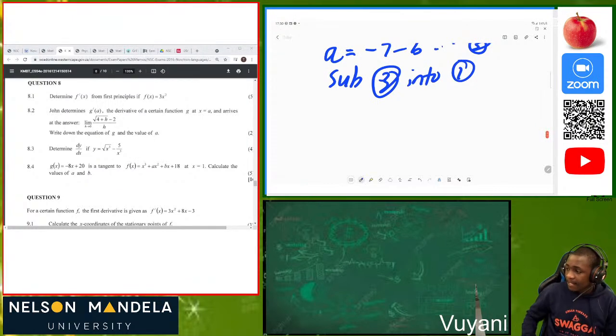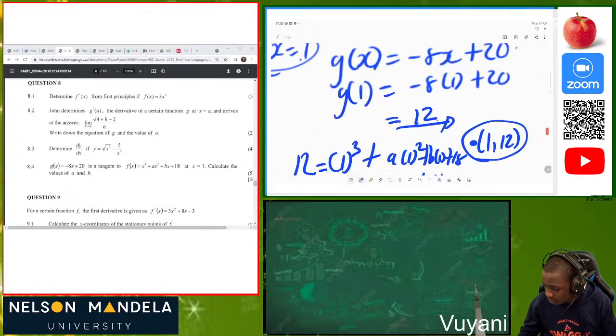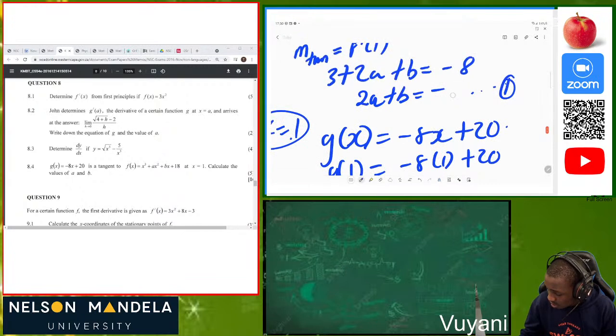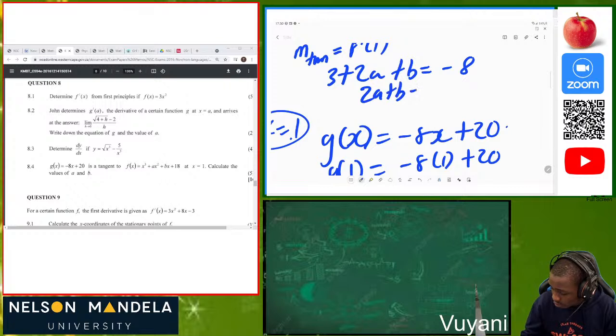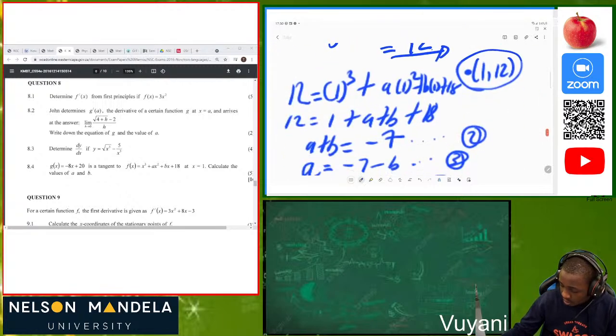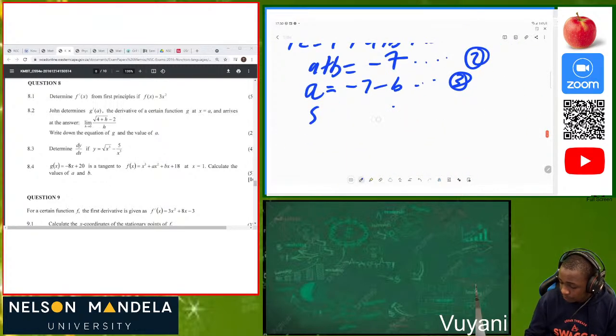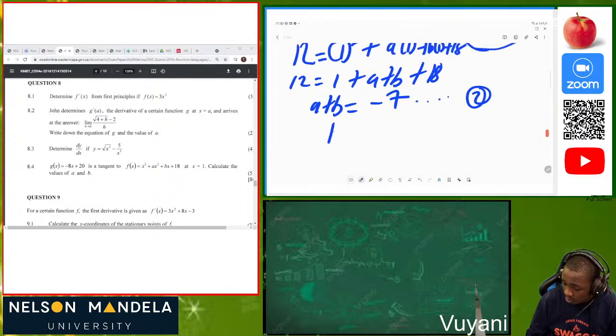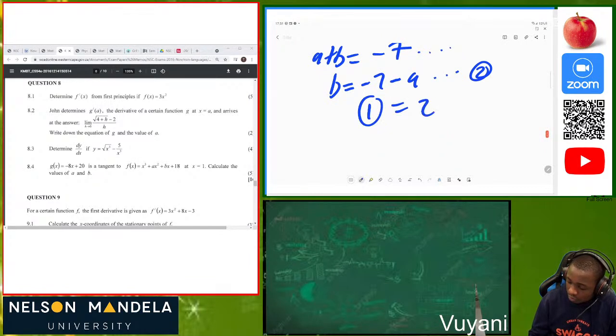Okay, let's just fix this one so that we have our equation 1 this way. We had 2a plus b equal to negative 11. So our b will be equal to negative 11 minus 2a. Let's just change our equations, making b the subject of the formula. So b here is going to be negative 7 minus a. Then that's equation 2. Then we can say 1 is equal to 2.